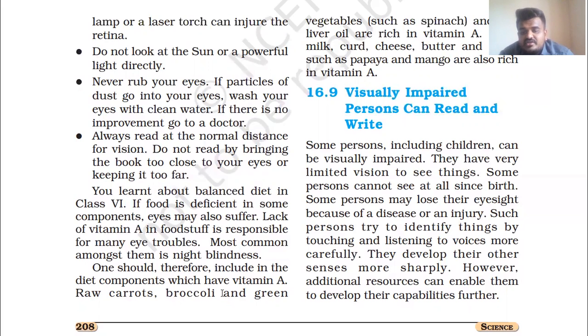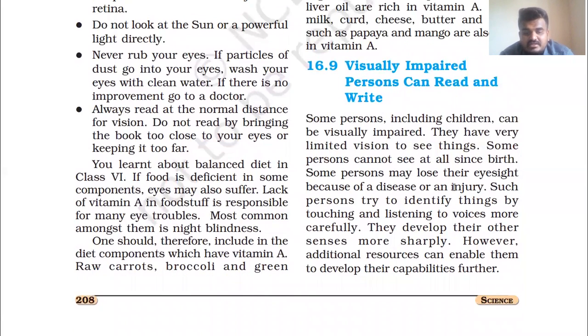Such persons try to identify things by touching and listening to voices more carefully. You may have observed in films, movies, or maybe in real life that somebody who has no eyesight will touch things or listen very carefully and understand what is going to happen. They develop their other senses more sharply. However, additional resources can enable them to develop their capabilities further.